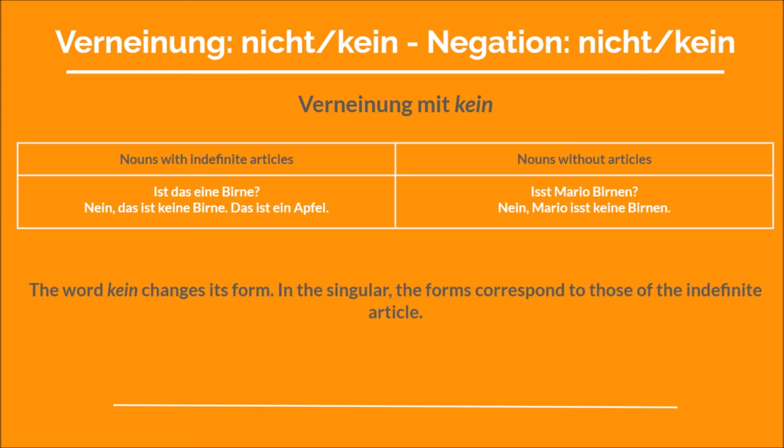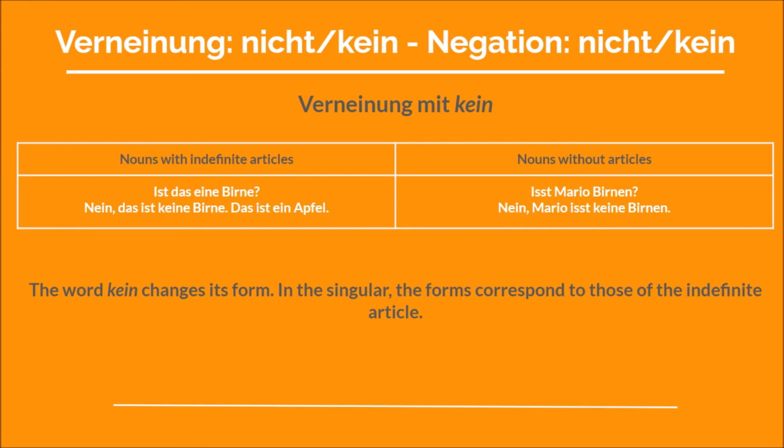Now we will have a look at negations with kein. Kein is also used in two different situations. The first one is with nouns with indefinite articles. Here's an example. Ist das eine Birne? Is this a pear? Nein, das ist keine Birne. No, this is not a pear. Das ist ein Apfel. This is an apple.